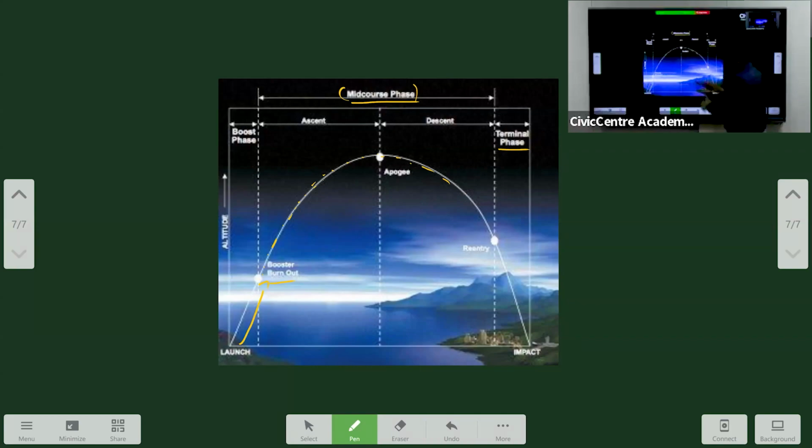But later, when it comes back into the atmosphere, consider this is the atmosphere. Once the warhead re-enters the atmosphere, this is where the terminal phase begins, and this lasts for a very short time. And this is where the detonation happens, right? Hope you have understood the different phases. So in this video, we saw what a ballistic missile is, and then we saw different types of ballistic missiles based on the range. And lastly, we talked about the different stages of a ballistic missile.